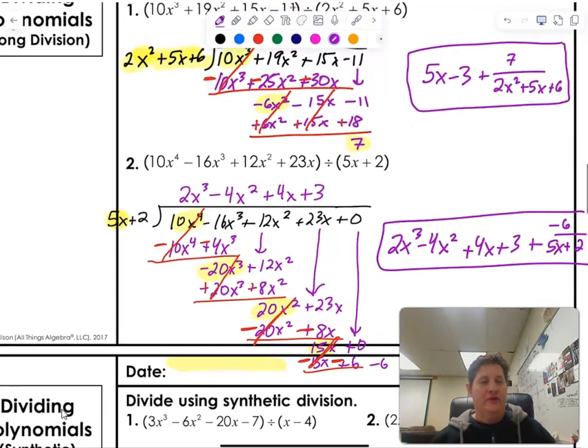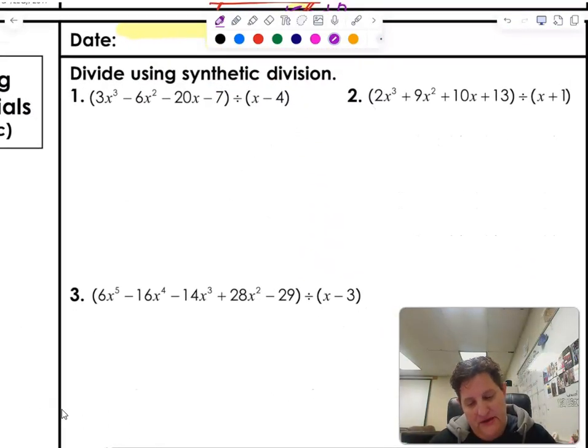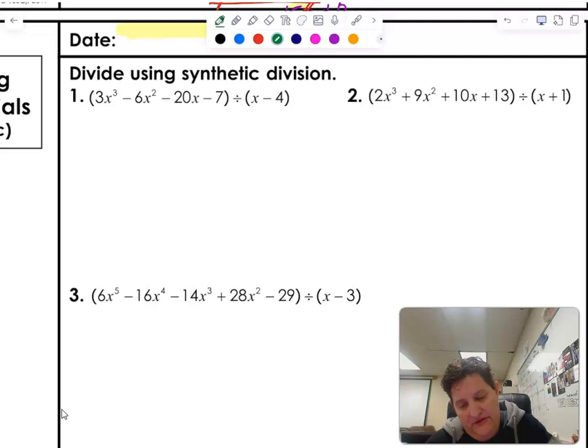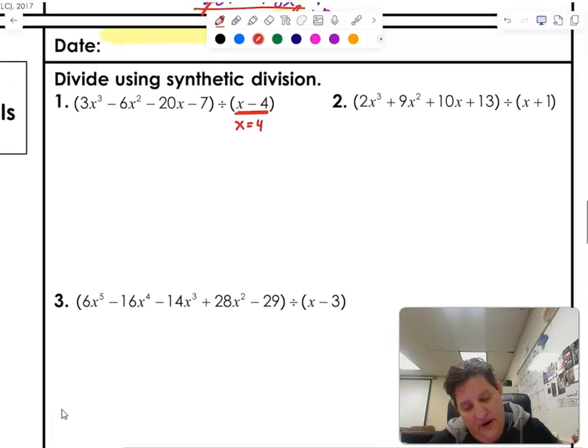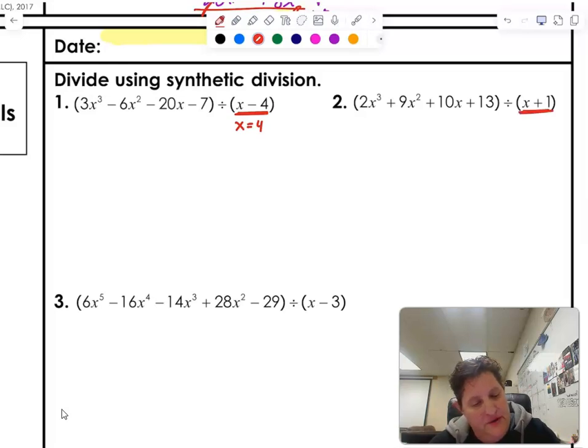Whew! So make sure you feel good on long division. That'll be 2 questions. All right. Next, synthetic division. We all love synthetic division. The only thing you got to remember, you guys, is that the number you use is the opposite of what you see here, because we're using the solution, not the factor, okay?